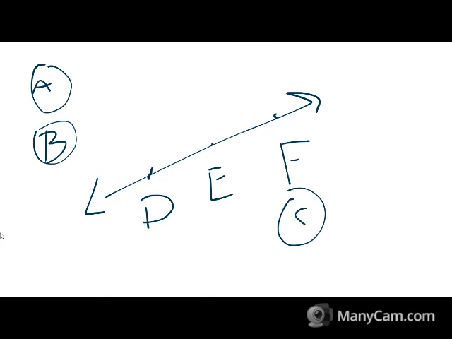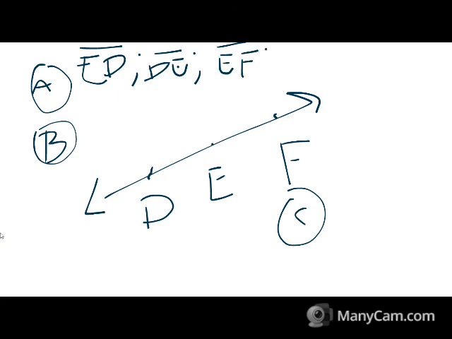Now remember, segments are certain lengths. They don't go on forever. So, like, we have DE, or also ED. We have EF or FE, and we have DF or FD. All right, letter B. What are the names? Oh, let me write them. ED, DE, EF, FE, and FD, DF. All right.